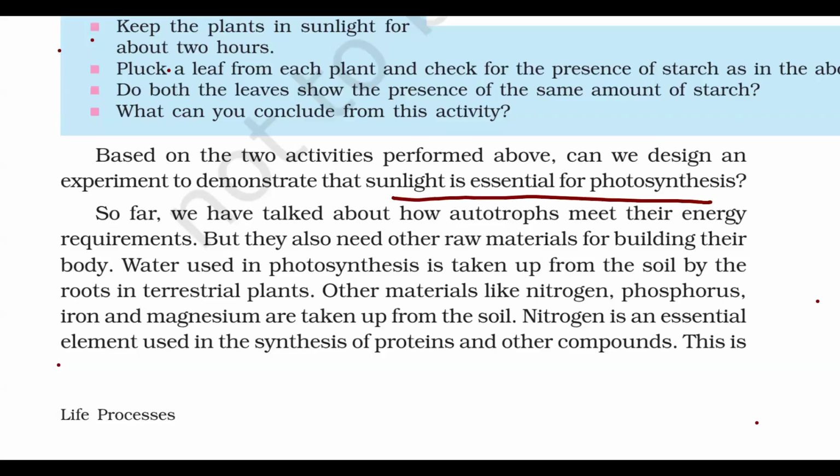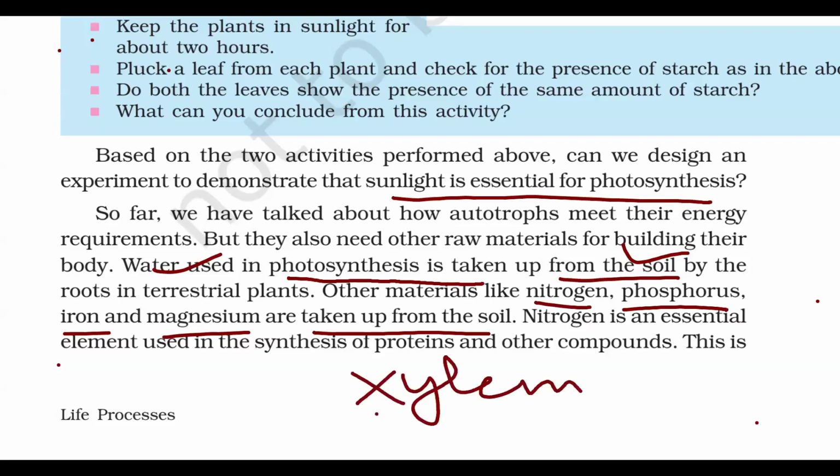After that, other materials like nitrogen, phosphorus, iron, and magnesium are taken up from the soil. And water is also taken up from the soil in terrestrial plants. Clear? Water that is used for photosynthesis comes from the soil, not from the environment directly. While it is raining, water goes down into the soil, and with the help of xylem tissues, the water goes up from the soil and the plant utilizes it for photosynthesis. Apart from this, nitrogen, phosphorus, iron, and magnesium are also taken up from the soil.